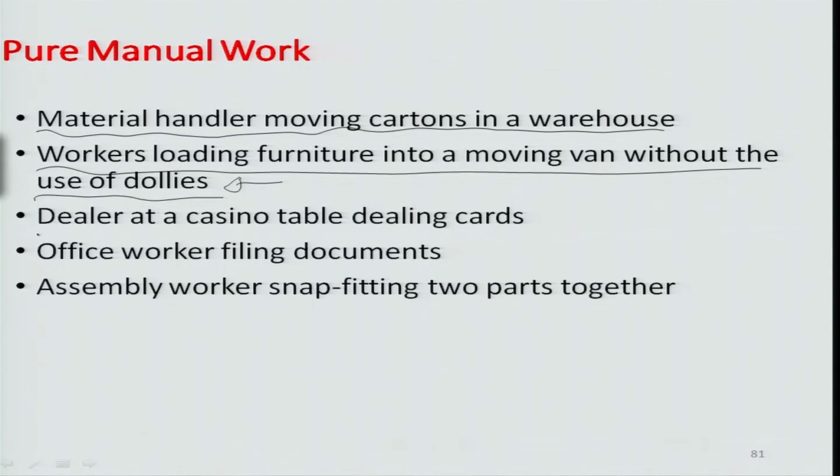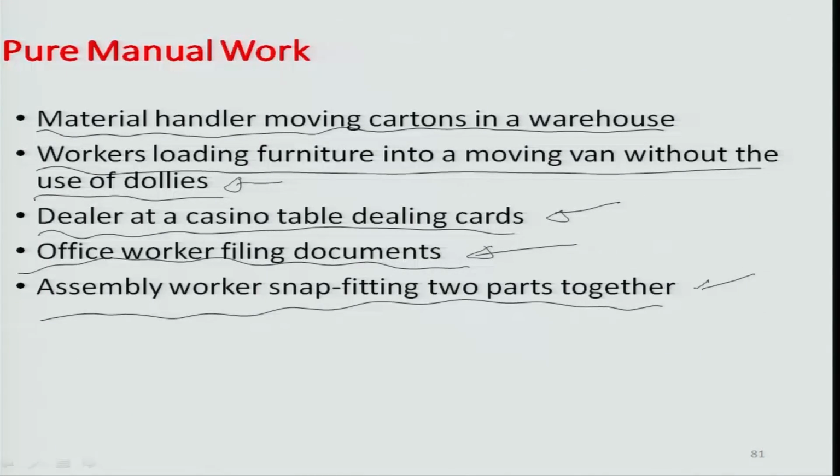A dealer at a casino table dealing cards relies completely on hand-eye motion and on stamina and effort on the part of the individual, again a manual work system. An office worker filing documents into cardboard files could again be a pure manual work system. You could also have an assembly worker snap-fitting two parts together. Even if you are using a hammer to drive the fastener, the effort is still done by the worker. So that's a pure manual work system, where no power from external means is utilized.